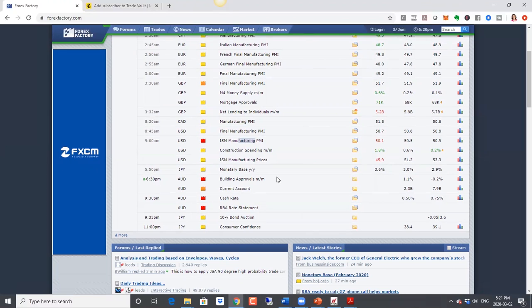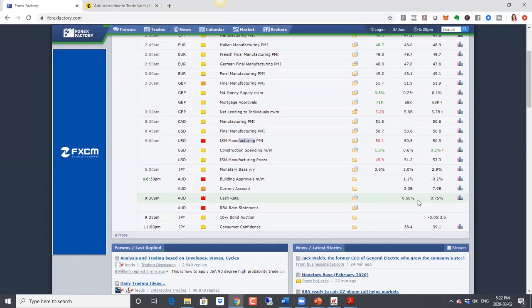And a big one here, we have Australian dollar data coming up. We do have building approvals and current account numbers. The current account is supposed to drop considerably. So if we see these type of numbers, we are likely to see Australian dollar drop. And looks like our forecast here for the cash rate has changed. So now the market is expecting an interest rate cut from Australia.